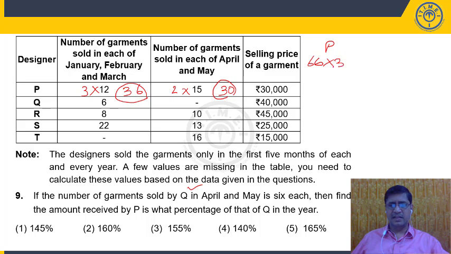And what is the selling price? 30,000. And now look at the Q. April and May, it is 6 each. So 6 each means 6 into 2, it is 12. And 6 into 3, it is 18. 18 plus 12, it is 30. What is the selling price? 40,000.